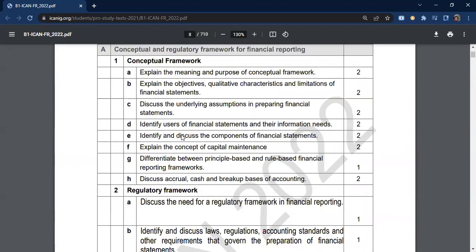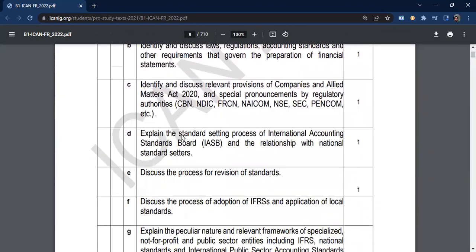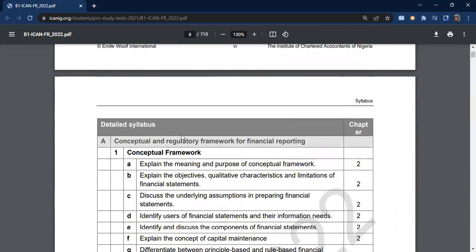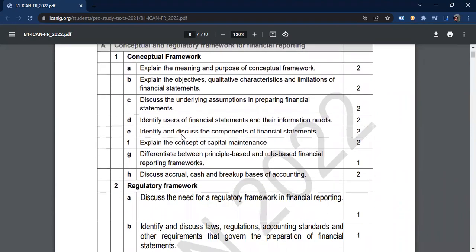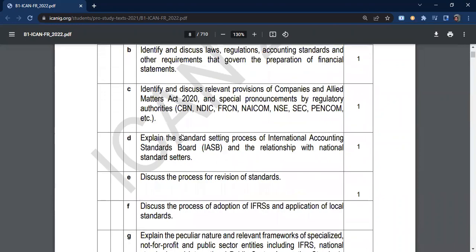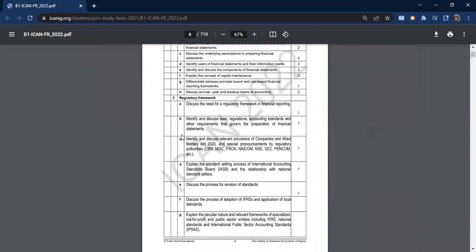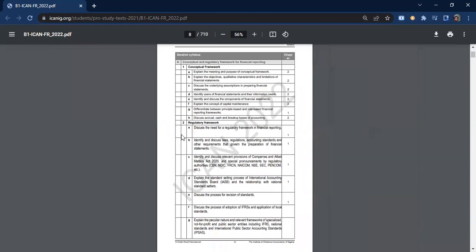Your chapters 1 and 2, as you can see, are syllabus section A. You can also see that they include the chapters. Syllabus section A covers chapters 1 and 2. And you have to try as much as possible to make sure you understand everything that is here.